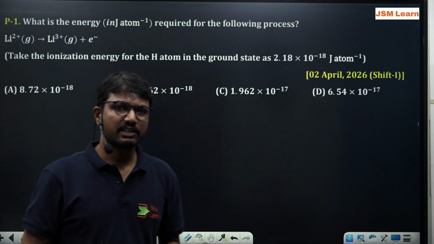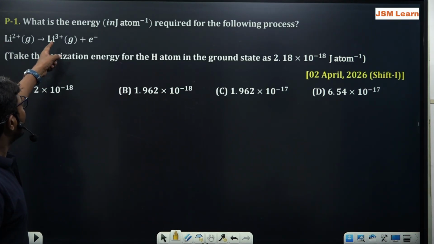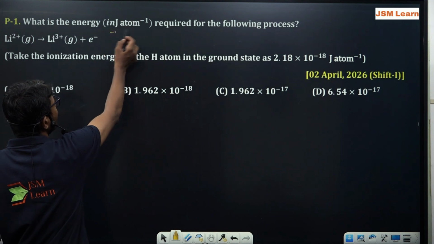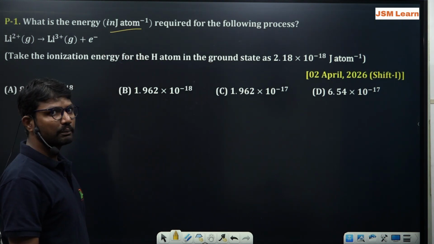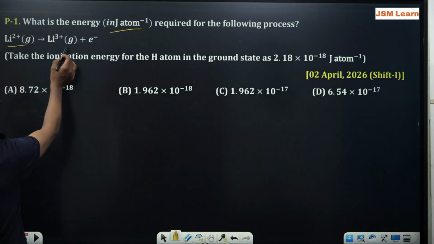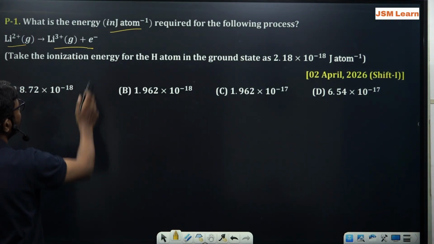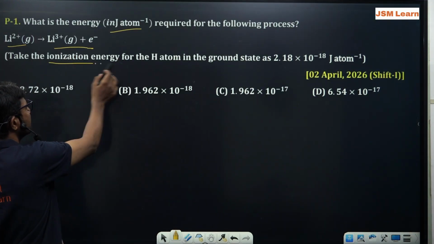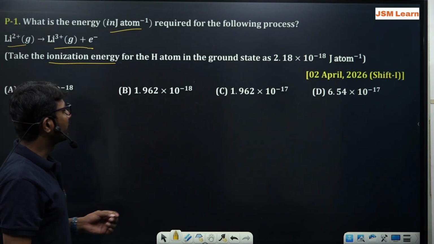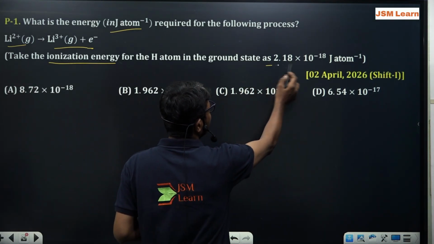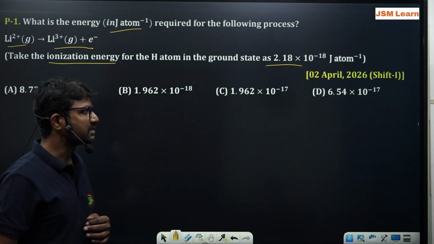So now here is a practice question for you students. What is the energy in joule per atom required for the following process? Following process means they are removing an electron, Li plus 2. So removing means ionization energy. They have given here the ionization energy of hydrogen atom in ground state, 2.18 multiplied by 10 power minus 18 per atom.